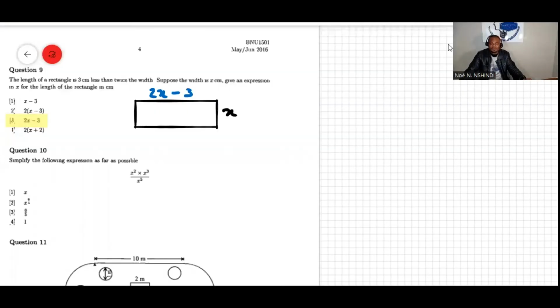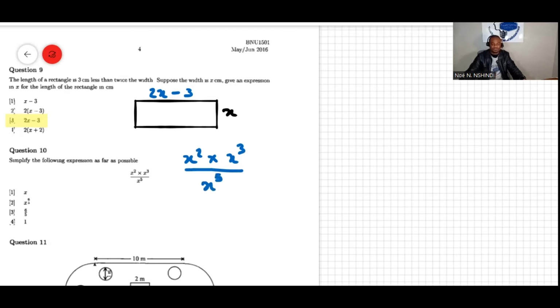Well, BNU 1501, May, June 2016. Question 10 says, simplify the following expression as far as possible. So we do have over here x squared multiplied by x to the power of 3 all over x to the power of 5.